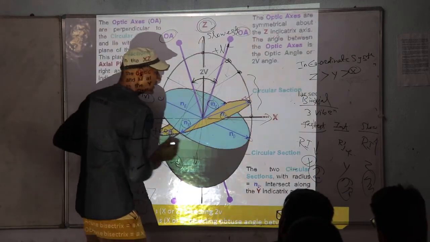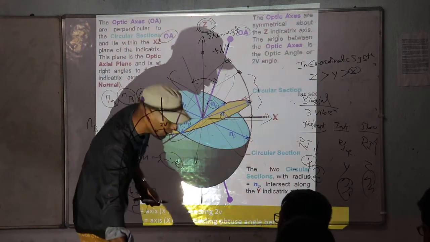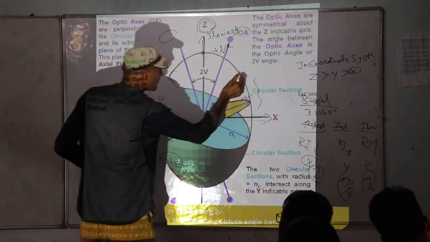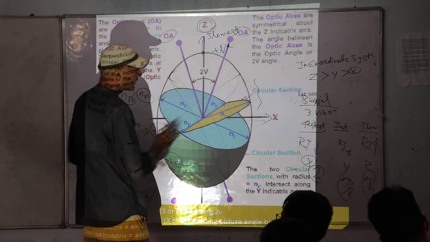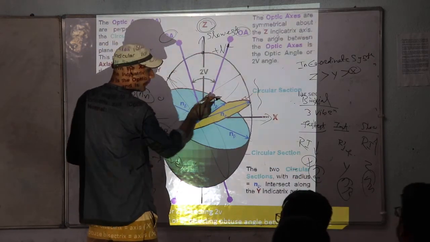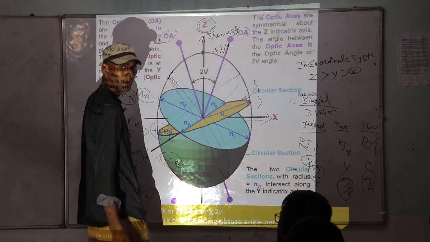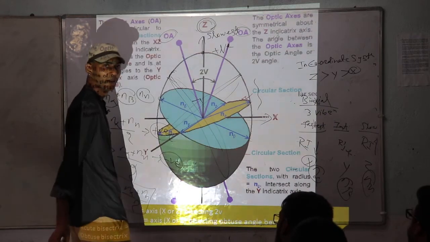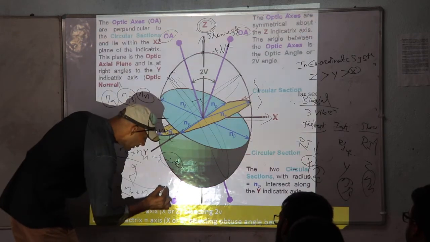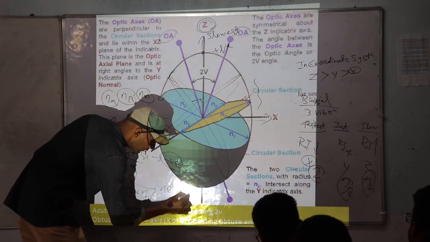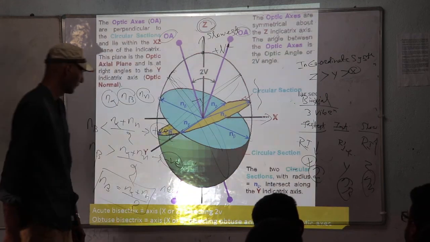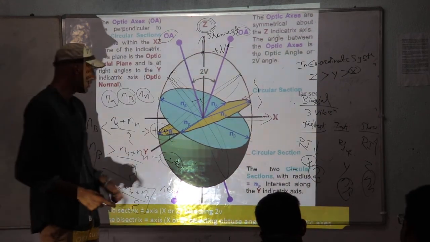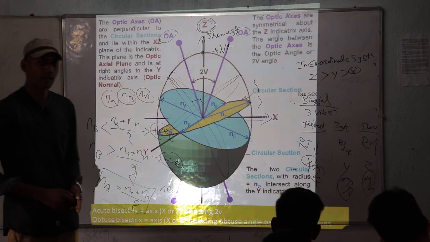If the circular section is here and another circular section is there, both of them are perpendicular. Perpendicular to this circular section will be the optic axis, and perpendicular to the other circular section will be the other optic axis. So here the optic axes are perpendicular. This is the case of a neutral mineral, when n beta is equal to n alpha plus n gamma by 2. Okay, so this is all about the biaxial indicatrix.